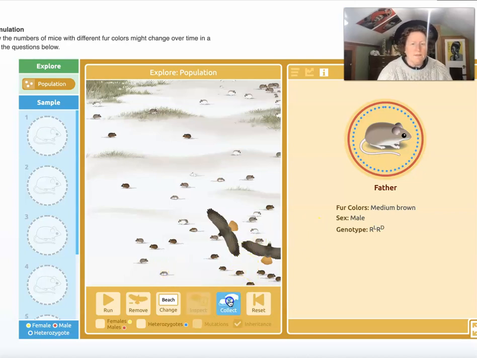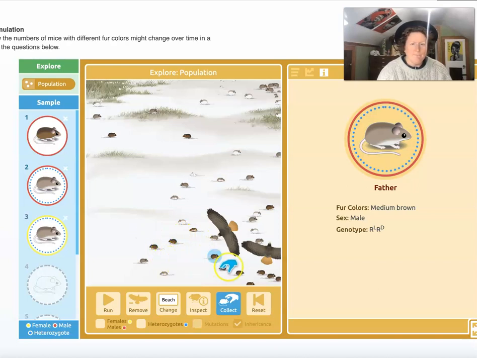If you want to collect, you can grab a mouse and take it over here. And this is a good way to sample your population, if you want to check out what's going on with some of your population members here.